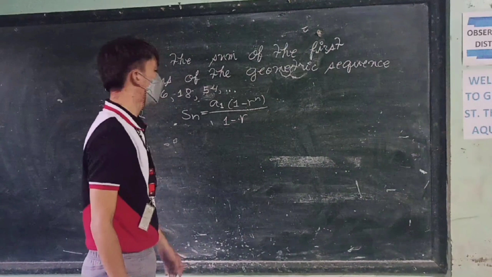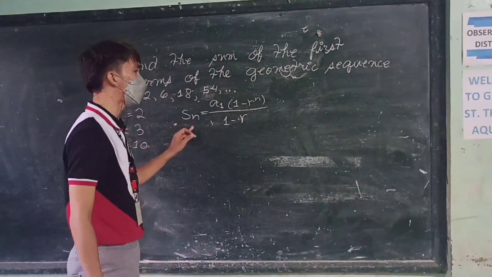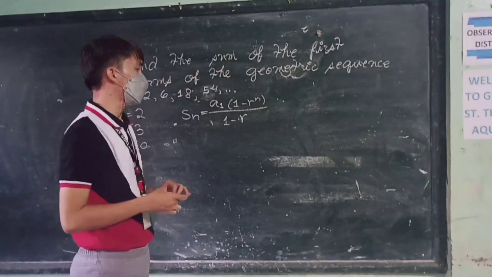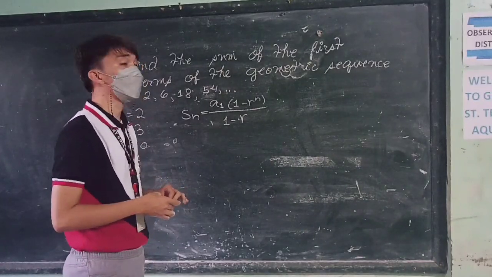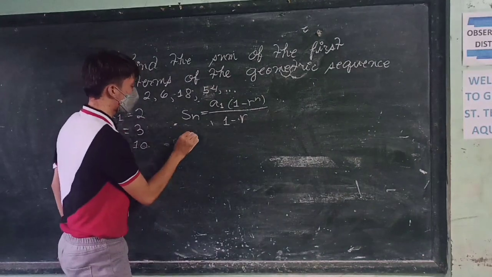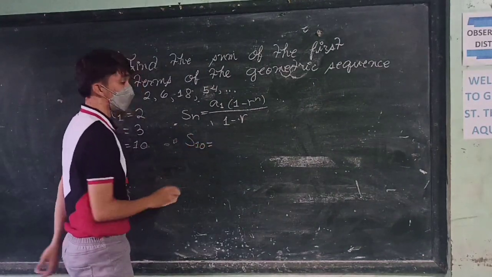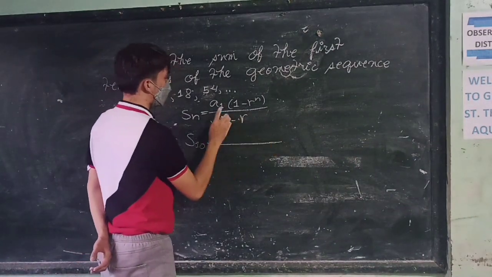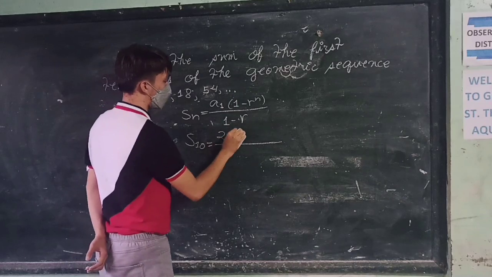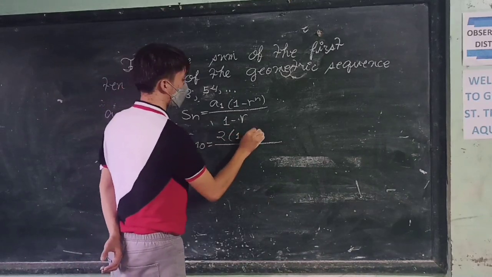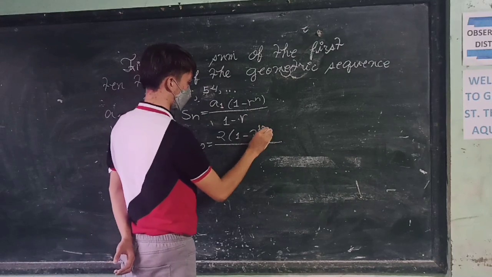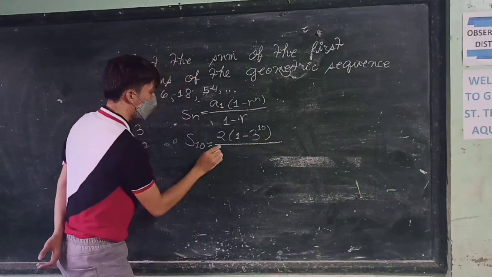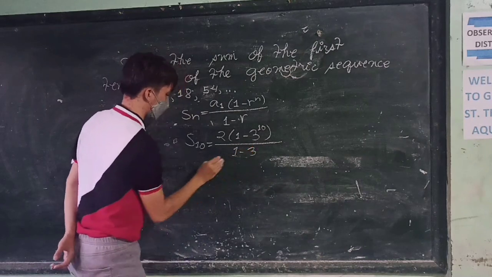Example: find the sum of the first 10 terms of the geometric sequence 2, 6, 18, 54, and so on. We are going to use the formula S sub n equals a sub 1 times the quantity 1 minus r raised to the power of n over 1 minus r. So it's S sub 10, because we are looking for the sum of the first 10 terms. a sub 1 is equal to 2. We have 1 minus the common ratio, which is 3, raised to the power of 10, over 1 minus 3.